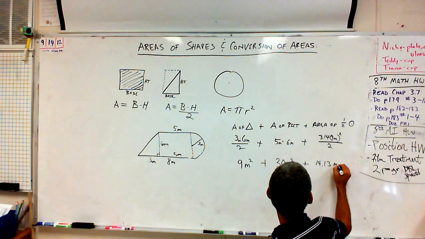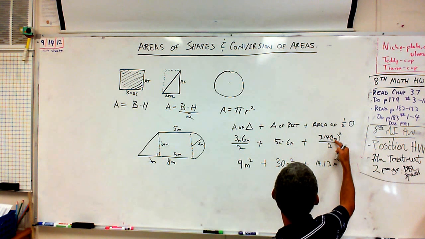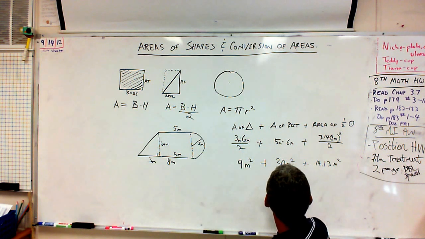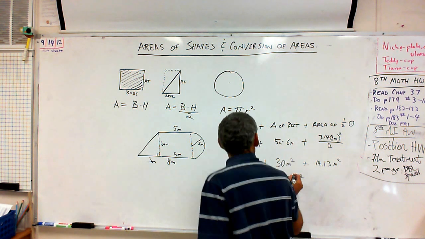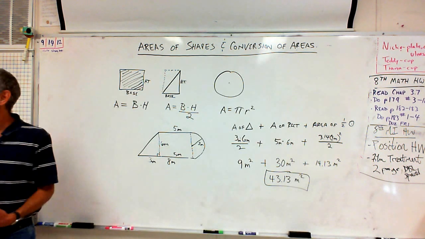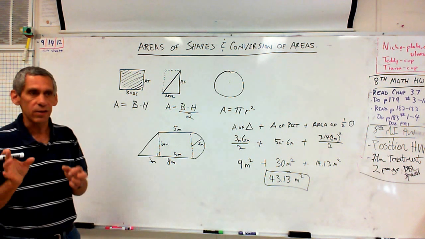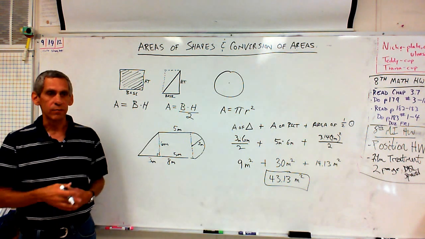14.13 meters squared, because that square is 3 times 3, but it's also meter times meter, which is meter squared. So altogether, I have 43.13 meters squared. We just added them all together. That is the area of this bizarre shape. I turned a bizarre shape into a collection of simple shapes, found the areas of those, added them all together, and I'm done.